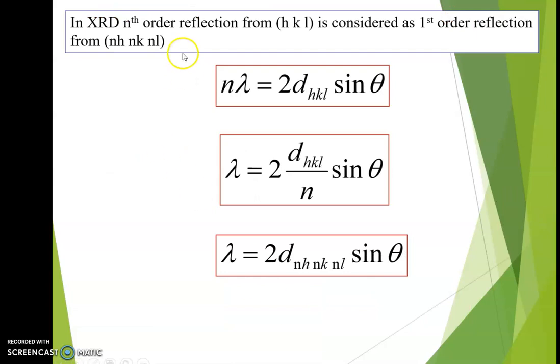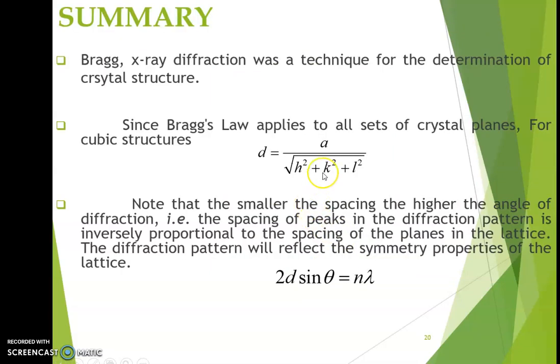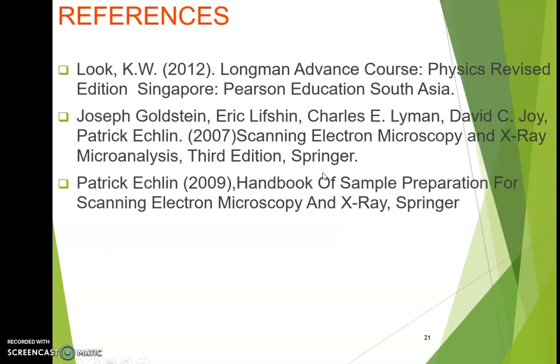In XRD, nth order reflection from HKL is considered as first order reflection from nh, nk, and nl. n lambda equals 2d sin theta, so lambda equals 2d over n sin theta, so lambda equals 2d over nh, nk, nl sin theta. Summary.